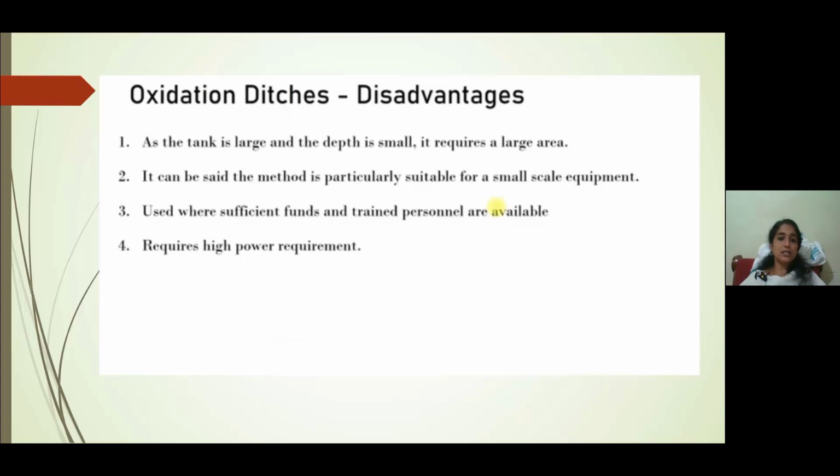Then the disadvantages of oxidation ditches: as the tank is large and the depth is small, it requires a large area for construction purposes. It can be said that the method is particularly suitable for small scale water treatment systems where sufficient funds and trained personnel are available, and it requires high power.